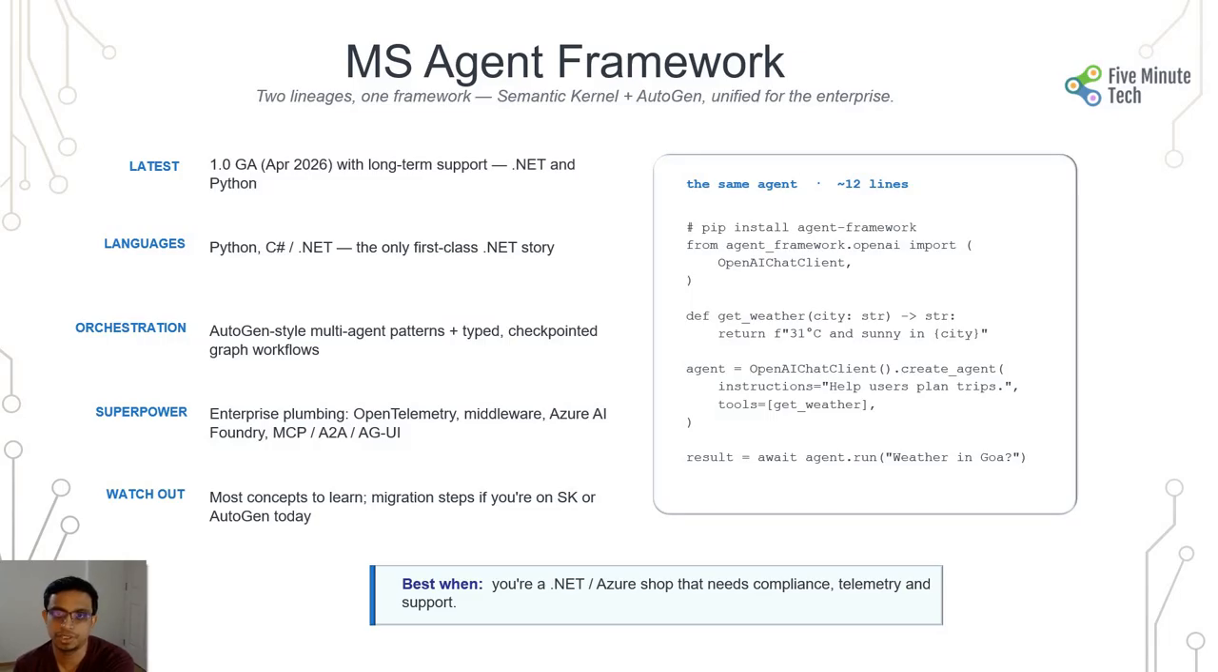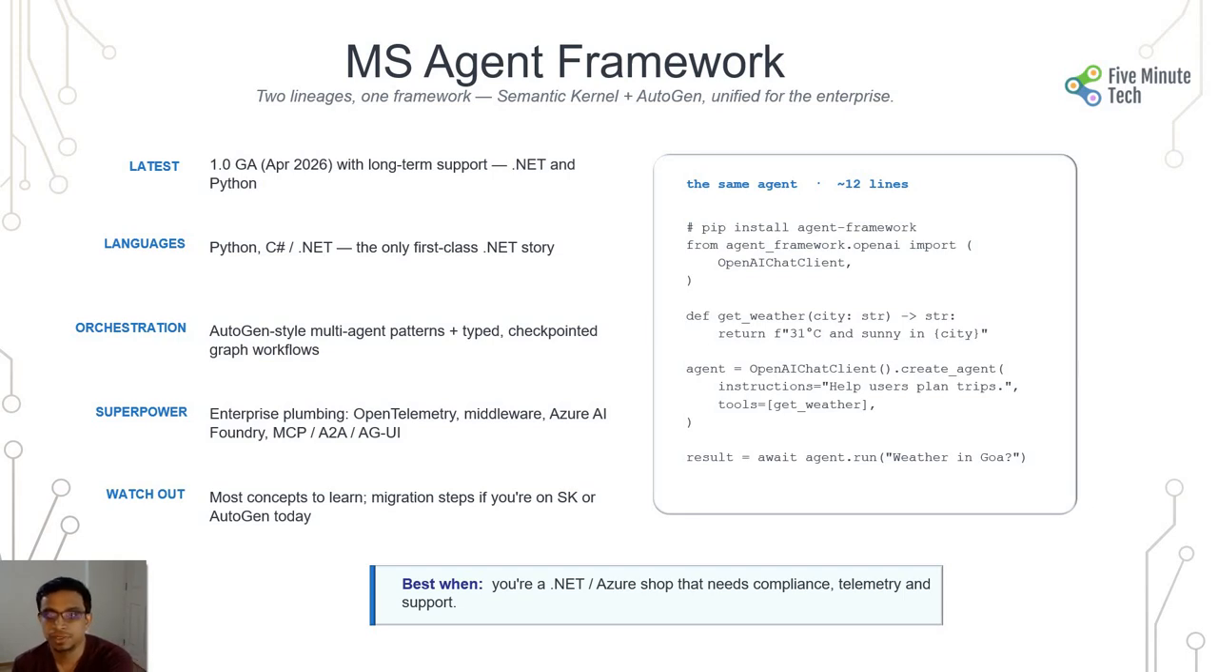The orchestration would be AutoGen-style multi-agent patterns plus typed, checkpointed graph workflows. Enterprise plumbing includes telemetry, and that is the superpower feature of MS Agent Framework. It has middleware, Azure AI Foundry, along with MCP, A2A, and AG-UI. The most important thing to watch out for in the MS Agent Framework would be the many concepts to learn and the migration steps, if you are on Semantic Kernel or AutoGen today and want to migrate to MS Agent Framework.